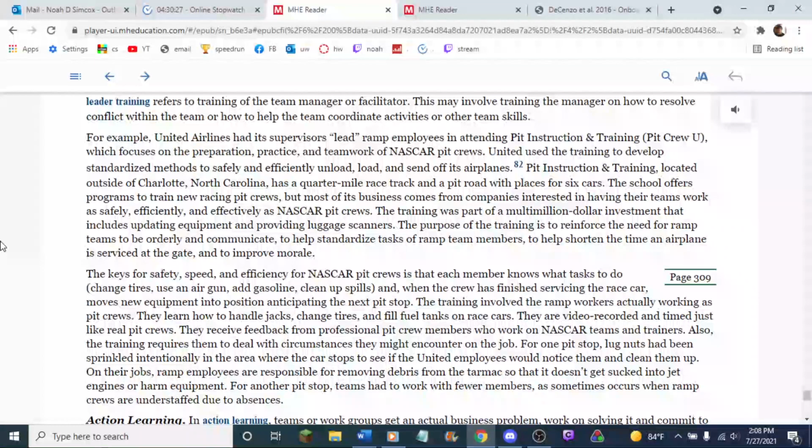NASCAR? Oh yeah, pit. Yeah. Because I watched Strong Opinion Sports and he talks about Formula One, and I know what a pit crew is. Ha ha ha!